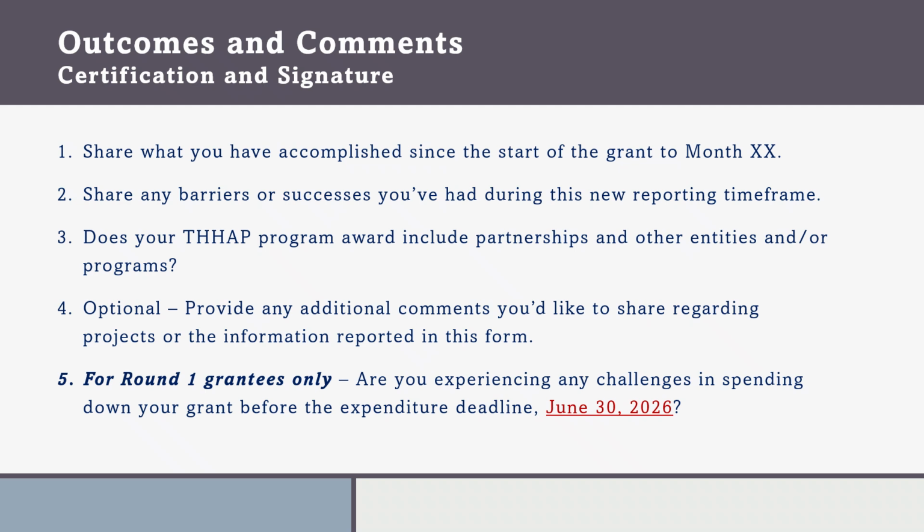Share what you have accomplished since the start of the grant to the month's reporting date. Share any barriers or successes you've had during this new reporting timeframe. Does your THAP program award include partnerships with other entities and/or programs? An optional question to answer is: provide any additional comments you'd like to share regarding projects or the information reported in this form. Round 1 grantees will also share on any challenges in spending down their grant before their expenditure deadline of June 30, 2026.